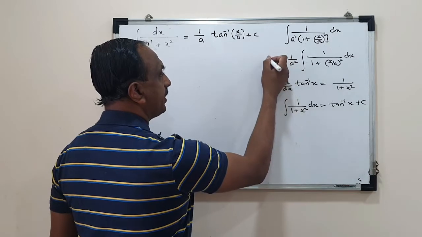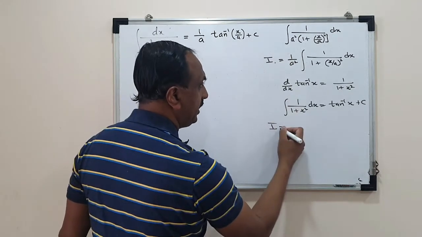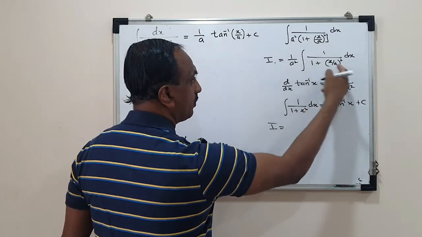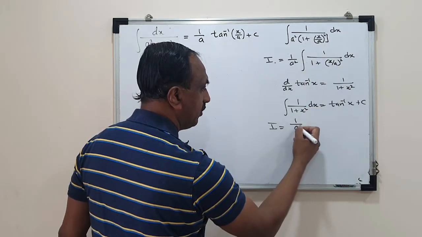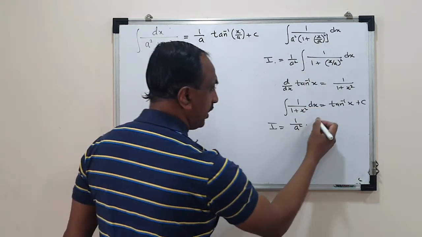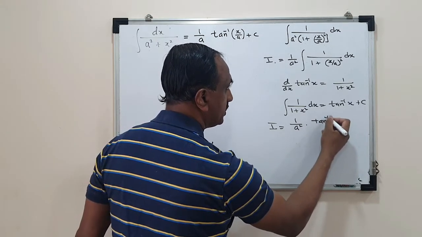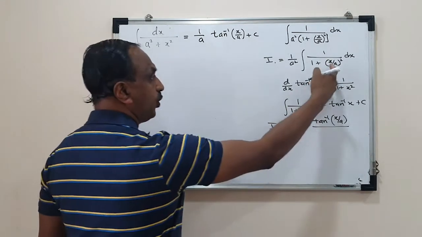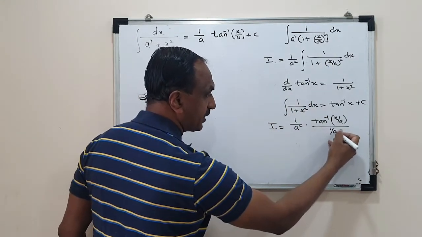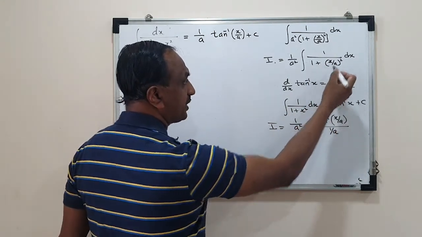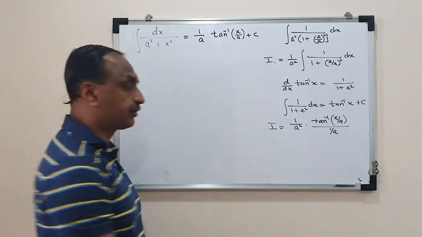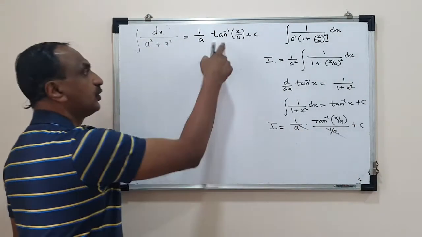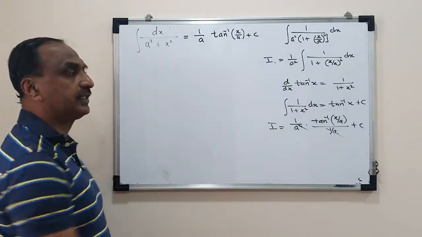So I can say from here, therefore the integral will be 1 by a square into integral 1 upon 1 plus x by a the whole square, which will be 1 by a square into tan inverse x by a divided by the coefficient of x. Here the coefficient of x is 1 by a. When you say coefficient of x, inside the square, what is the coefficient of x? Plus c. So a and a will get cancelled, and that's how you get this formula. This is one way of proving the theorem.